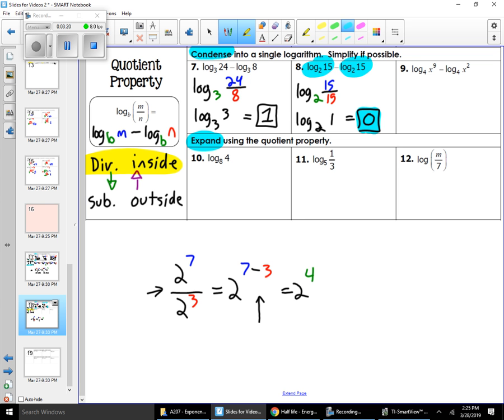Jumping over to number 9 here, something more aligned with the kind of work we're going to do moving forward. Log base 4 of x to the 9th minus log base 4 of x squared. Well, our base is 4. But now we have those two expressions. Subtraction on the outside becomes division on the inside. So that's an x to the 9th over x squared. In order to simplify that, it's actually back down to this property. So x to the 9th over x squared is actually x to the 7th. So that'll simplify to a log base 4 of x to the 7th.